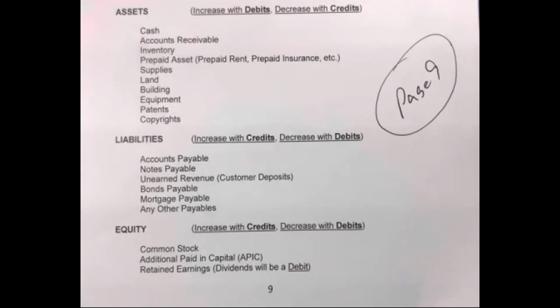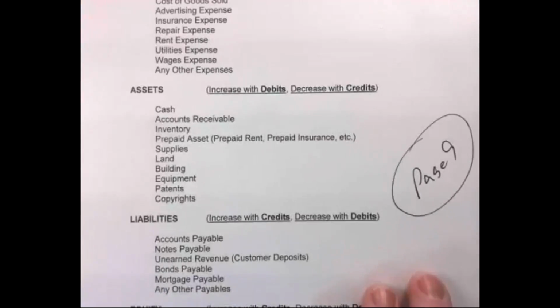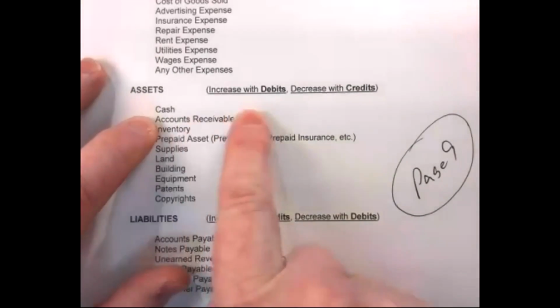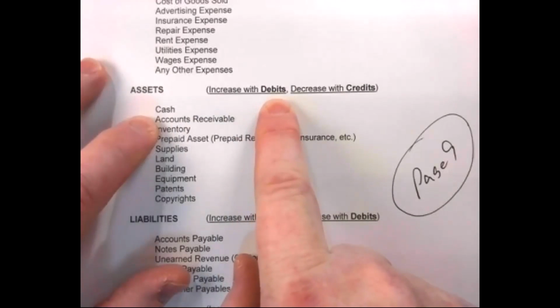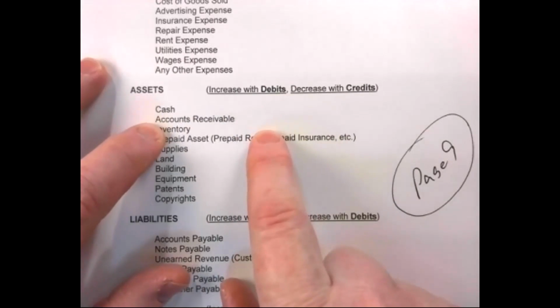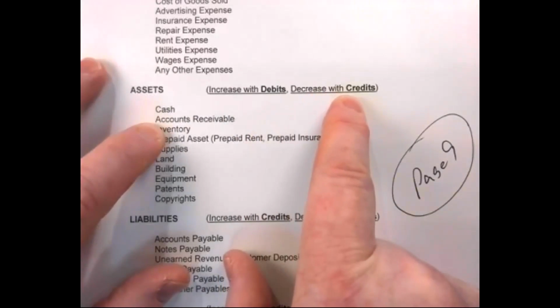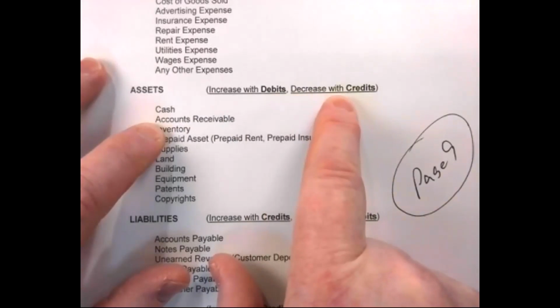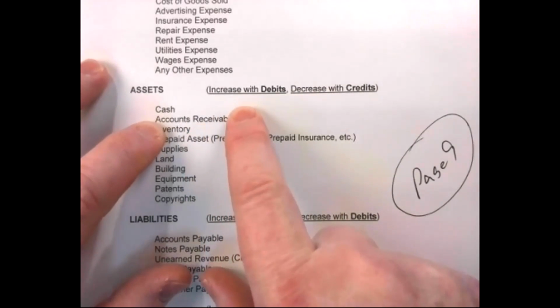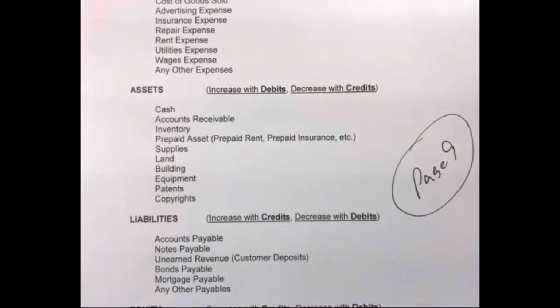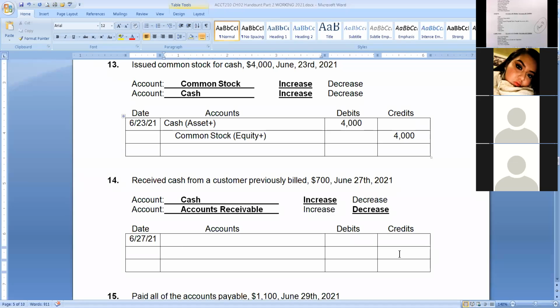Okay, so go to our handy table. Move this down a little bit. Our cash is increasing with a debit. Accounts receivable is decreasing. They no longer owe us the money, they paid. So the cash is going to go up, and the accounts receivable is going to go down. Those are both assets. Okay, so cash.